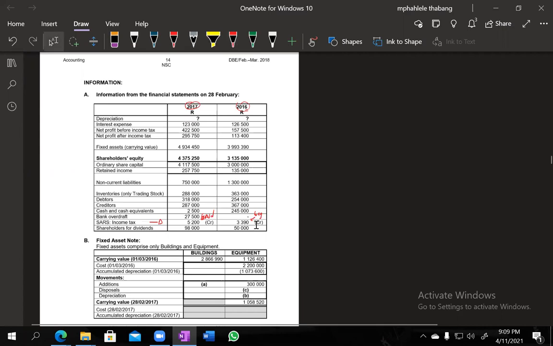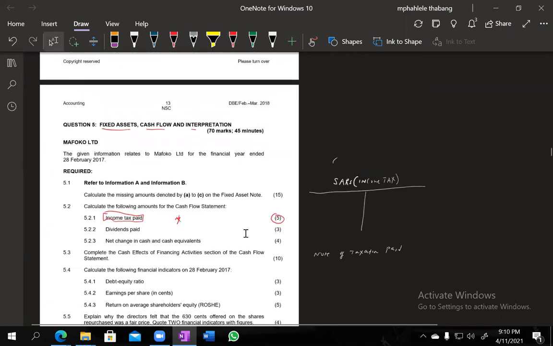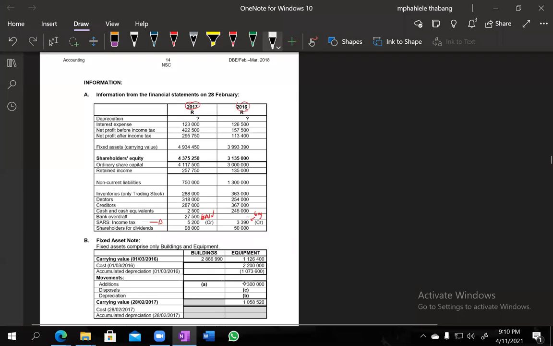Remember it. So we now go to the Sars income tax. Another thing you have to check, my opening balance of Sars income tax, if you look at it, it's a liability. You have to be careful. Sars income tax can be an asset and can be a liability. In this case, it's a liability. You can see Sars income tax is with liabilities, with shareholders for dividends, with bank overdraft. So it's a return CR, CR, which means it's a liability. CR for a creditor. SARS is a creditor. So the opening balance is a liability, 3,390.